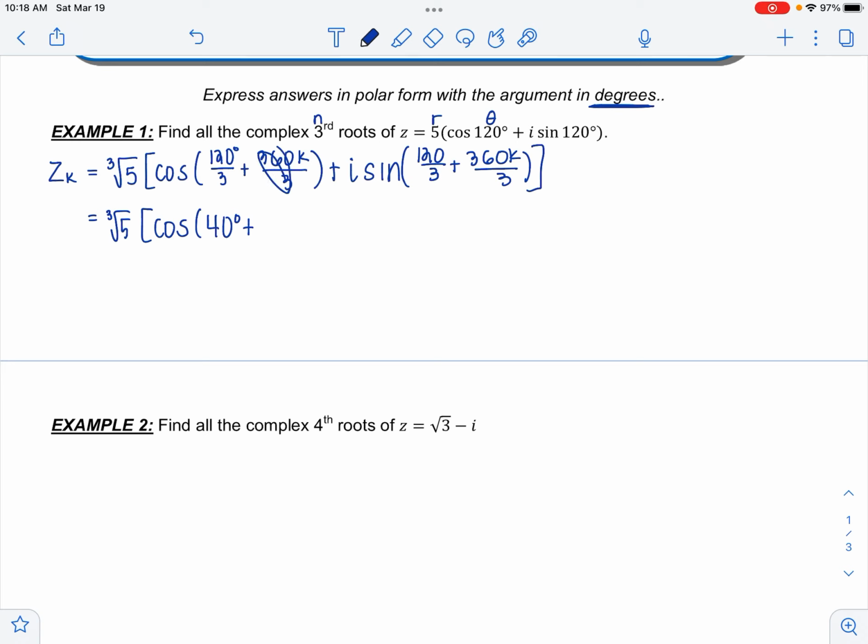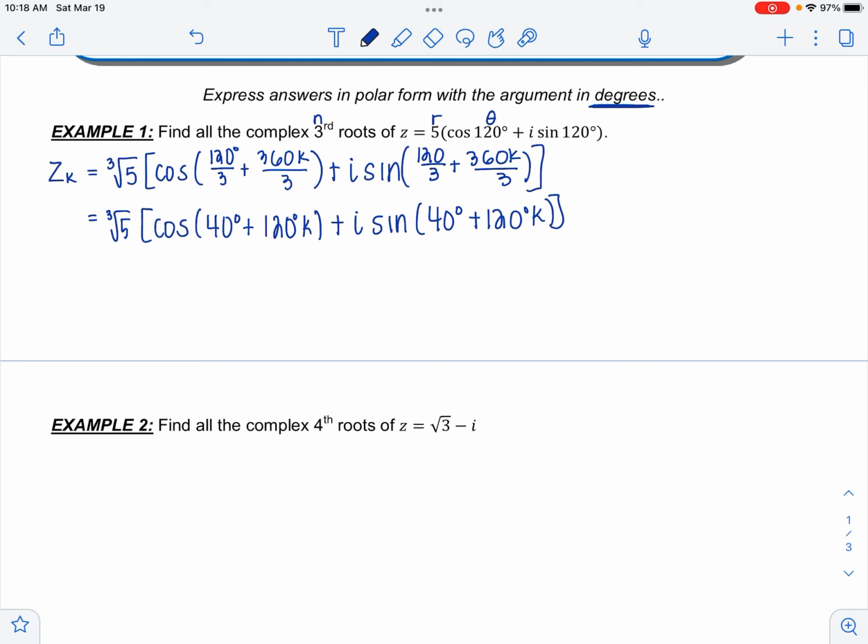I do 3 divided by 3 is 1, 6 divided by 3 is 2, 0 divided by 3 is 0 to get my 120 if I didn't know that already. So 120 degrees k, plus i sine of, and then you don't have to do the math again. It's the same, 40 degrees plus 120 degrees k.